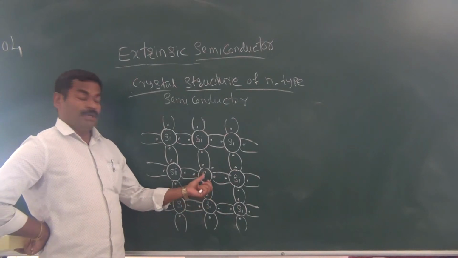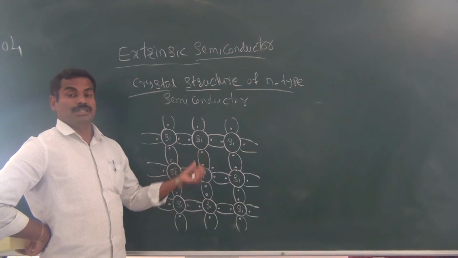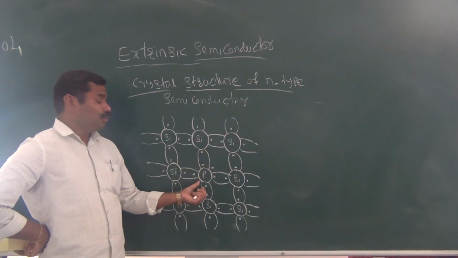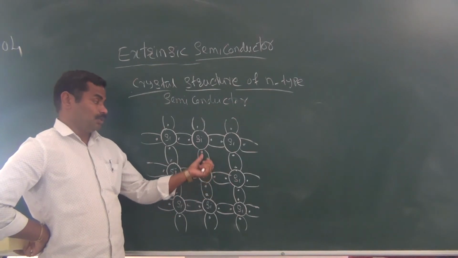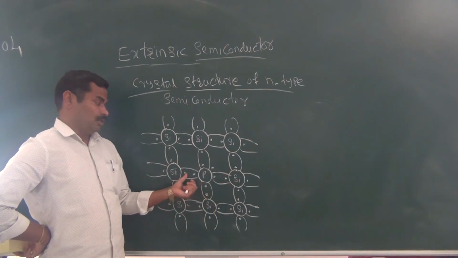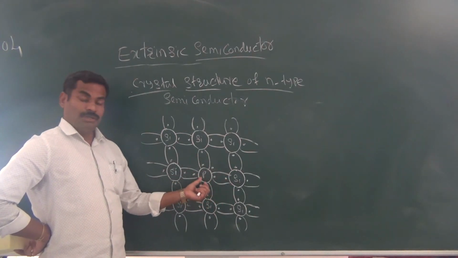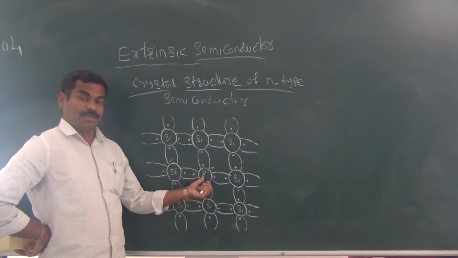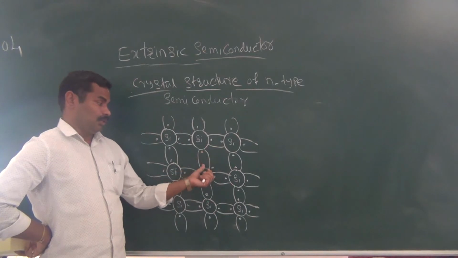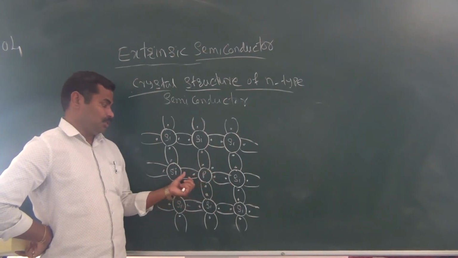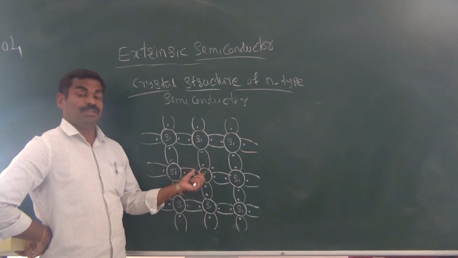Actually, you are adding a pentavalent impurity to pure silicon. Then what happens? Look here, this pentavalent impurity, phosphorus, makes covalent bonds with the neighboring atoms of the silicon semiconductor. Phosphorus has 5 valence electrons, and of that 5, 4 make covalent bonds with the neighboring silicon atoms.